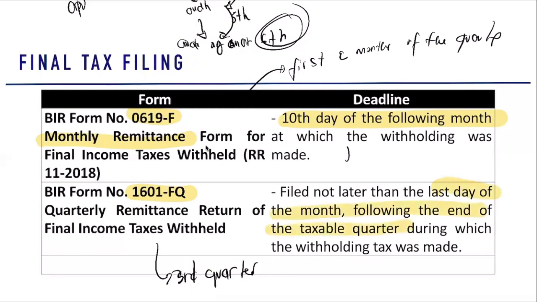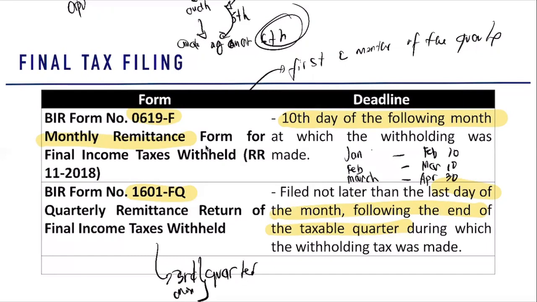So for example, we have here January, February, March. When is the deadline of January? That is on February 10th, 10th day of the following month. February, that is March 10th. And March is the third month of the quarter. Therefore, it will be filed the last day of the month following the end of the taxable quarter. So that is on April 30.